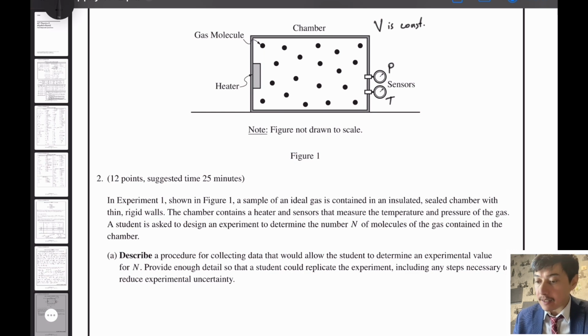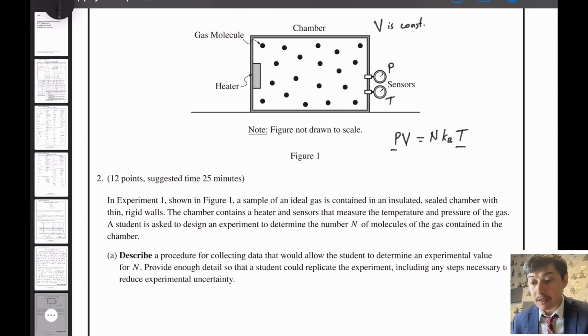This is a gas question, a thermodynamics gas question. So let's bring in the ideal gas law. PV is equal to the number of molecules times the Boltzmann constant times temperature. Now here the volume is constant, the number of gas molecules is constant, and the Boltzmann constant is of course constant. So what is left is pressure and temperature. So the student needs to measure pressure and temperature.